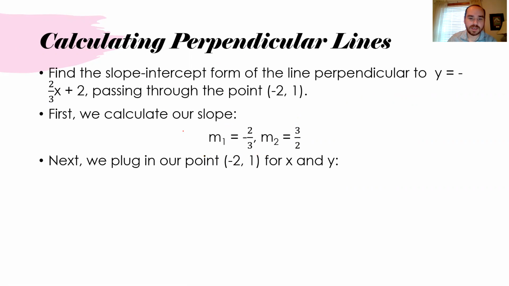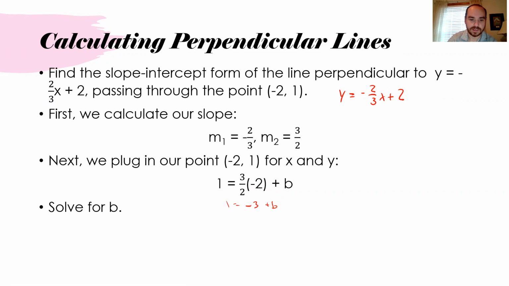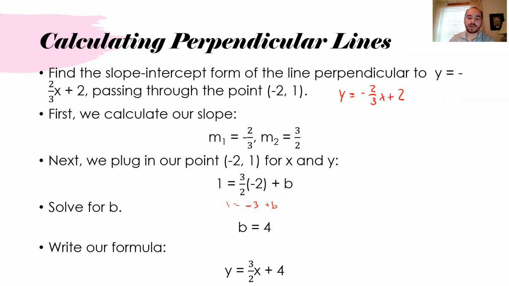Then we plug in our point -2, 1. So we have 1 equals 3 over 2 times -2 plus b. 3 over 2 times -2 is equal to -3. So 1 equals -3 plus b. We add 3 to both sides, and we get b equals 4. So then we write out our formula, which is y equals 3/2 x plus 4.